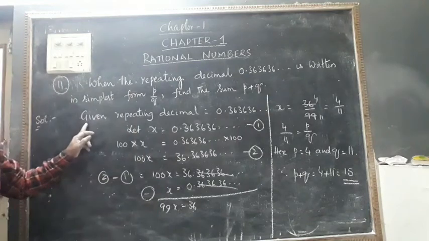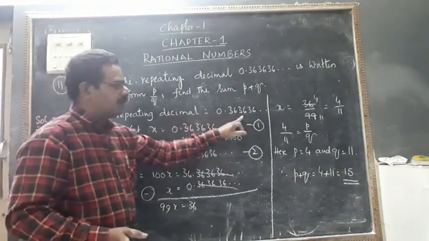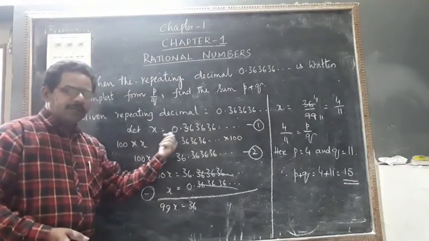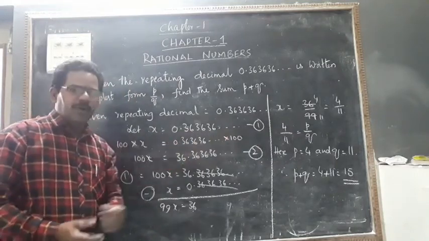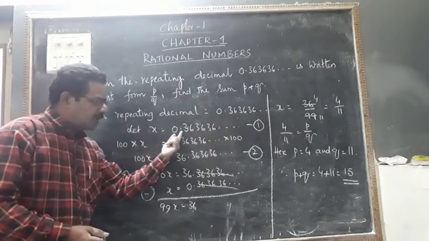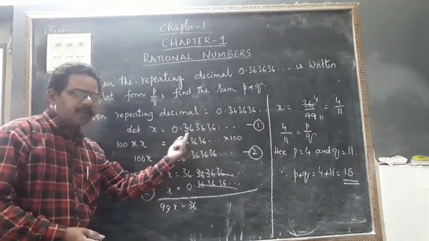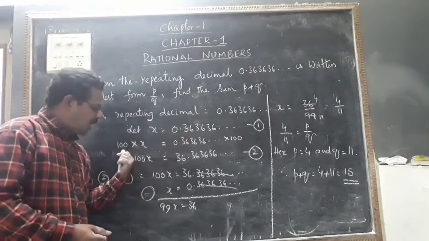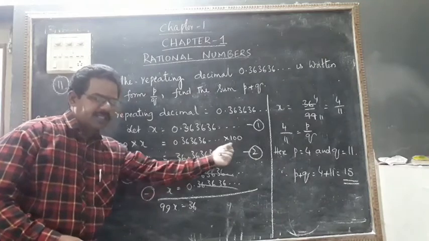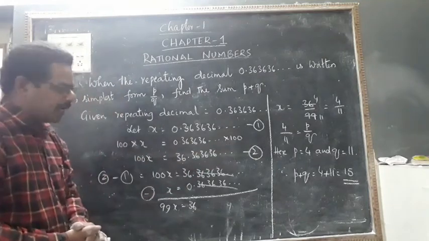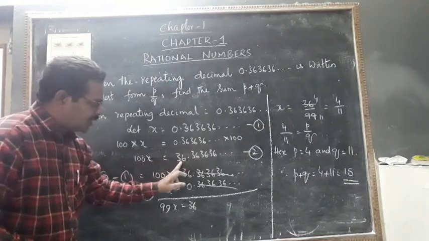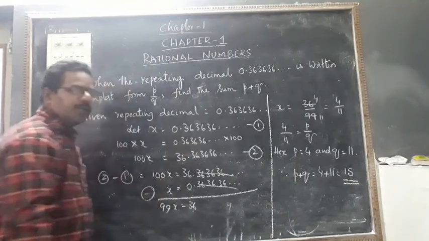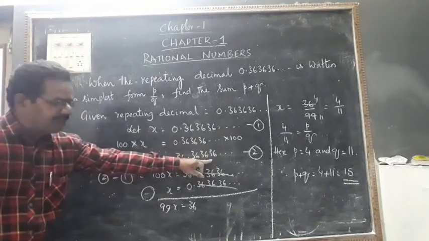So here, the given repeating decimal is 0.363636. Let x be equal to 0.363636 and so on. In the repeating decimal, 2 digits are repeating. Therefore, multiply x by 100. 100 into x is equal to 0.363636 and so on into 100. 100x is equal to 36.363636 because the point is jumping 2 digits. So this is the second equation we have taken.